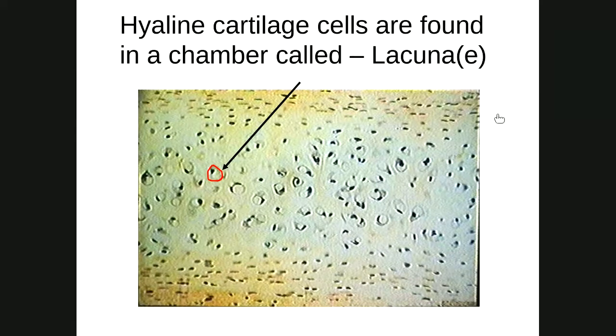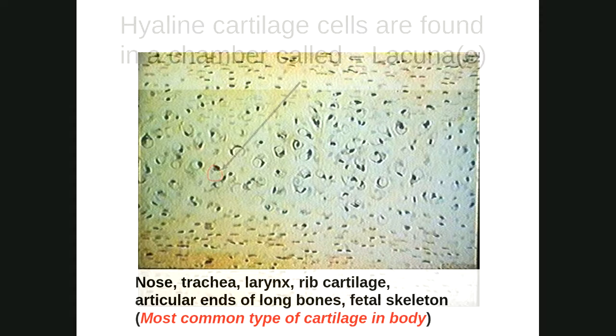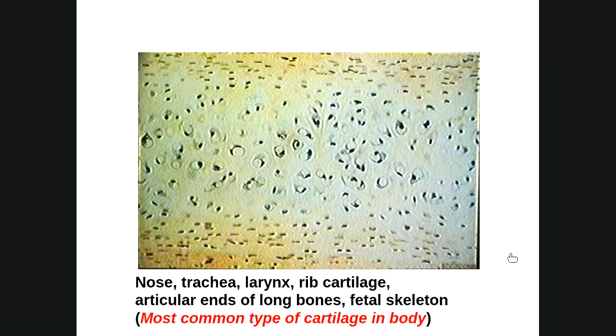All right, so where do we find this tissue? This is the most common cartilage in the body. So at the ends of long bones, the cartilages of your rib, trachea, the end of your nose, your voice box, the larynx. And before you start growing bone as a fetus, it's the fetal skeleton.